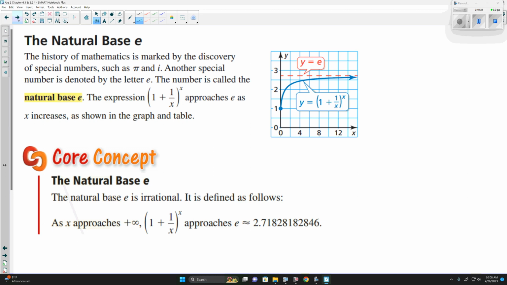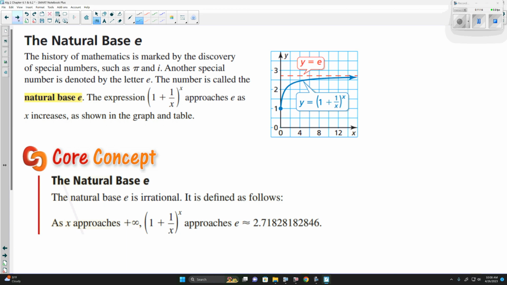The natural base e. We have this here. The history of mathematics is marked by the discovery of special numbers such as pi and i. We know pi is an irrational number and i is imaginary. Another number is denoted by the letter e. The number is called the natural base e, and this really comes in with logarithms. Now, this e is expressed by the expression 1 plus 1 over x to the x, which approaches e as x increases.